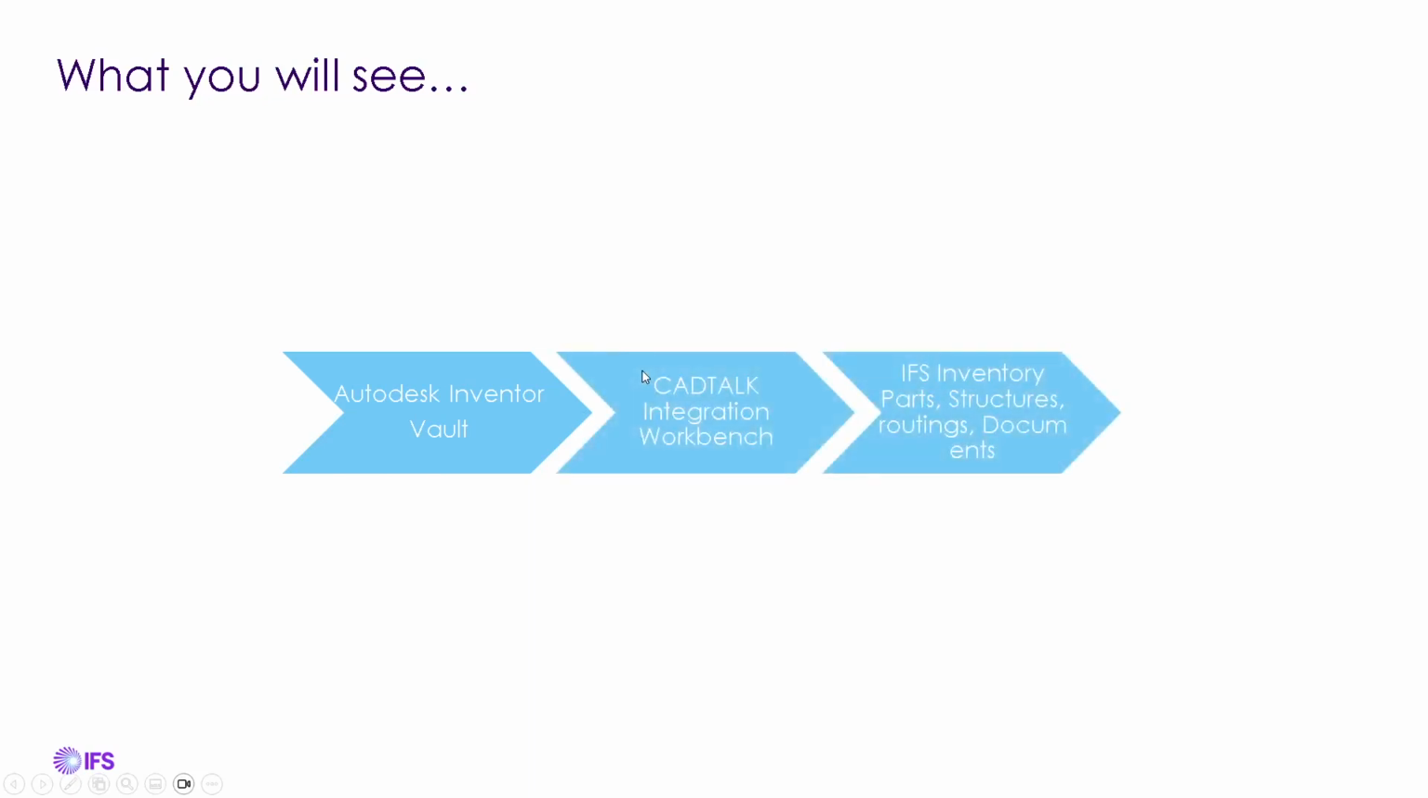So what you'll see today, I'm going to show Autodesk Inventor. We also integrate with Vault. As I mentioned, CAD Talk is flexible, so it will work in lots of different scenarios. I'm just showing one of those scenarios today, but I'm going to show data coming from Autodesk Inventor Vault. I'll show the CAD Talk integration workbench where you can review, audit, edit all the information necessary before going into IFS. And then we'll show what it looks like in IFS Cloud, the parts, structures, everything necessary for the manufacturing process.